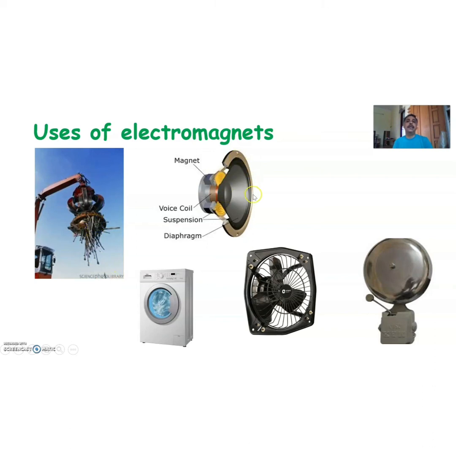Another one is here you have a speaker. In the speaker also you have a coil of wire, and when current flows through the coil of wire, it produces a magnetic effect. You have a washing machine, you have an electric fan, in all of them you have a coil of wire. When current flows through the coil of the wire, a magnetic field is produced. As a result, it gives a turning effect. As a result, our washing machine revolves and our electric fan revolves. This is an electric bell. The detailed description of an electric bell and how it works will be provided in my next video.